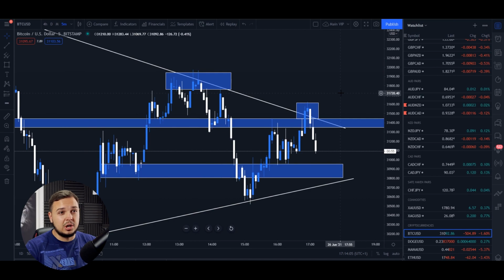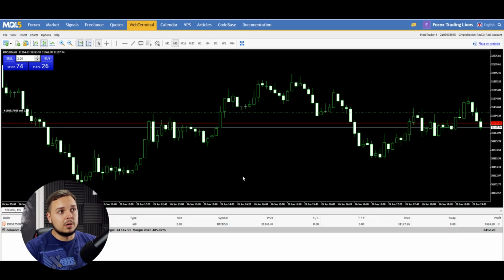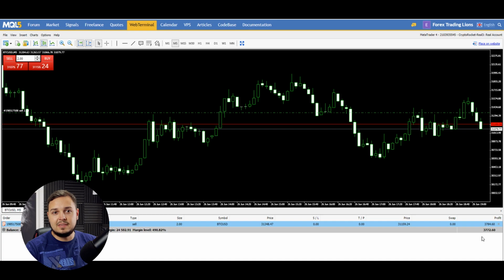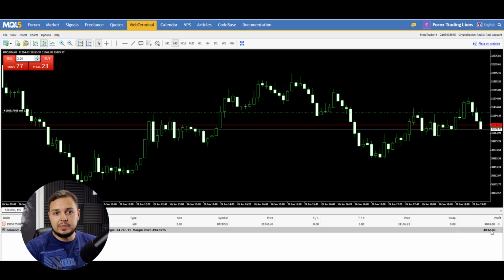Right, so I've been watching the charts for around, I don't know, 20 minutes or so. I didn't want to waste your time, but as you can see, my prediction was correct. It bounced off this area zone, went towards the downside. If we have a look at our MetaTrader now, as you can see, very nice profits, 3,700 profit, 4,000 now.